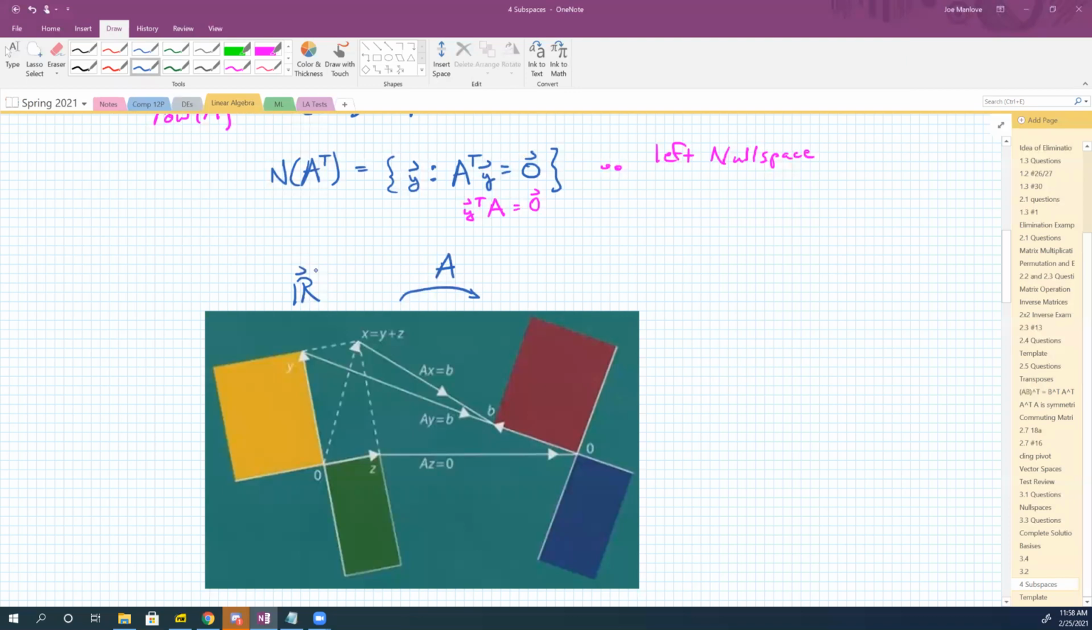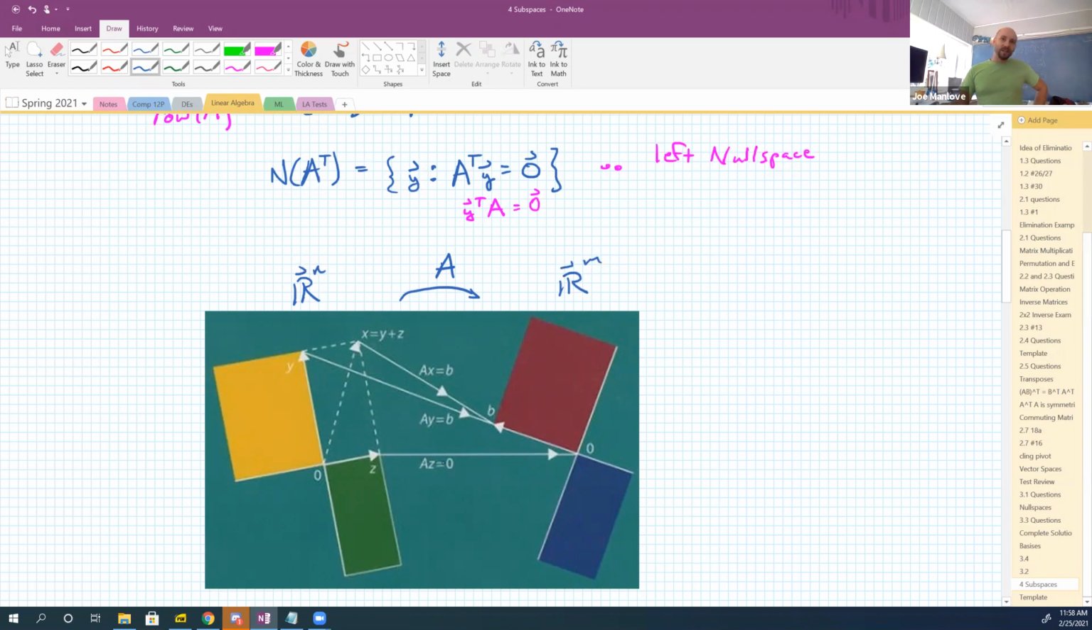And good. That's Rn over there. Here's Rm over here. Let's see. So it's telling me that AZ is going to 0, right? You guys see that line right there? So if AZ goes to 0, where does that mean Z lives? In the null space. Perfect. So this green box is the null space of A.